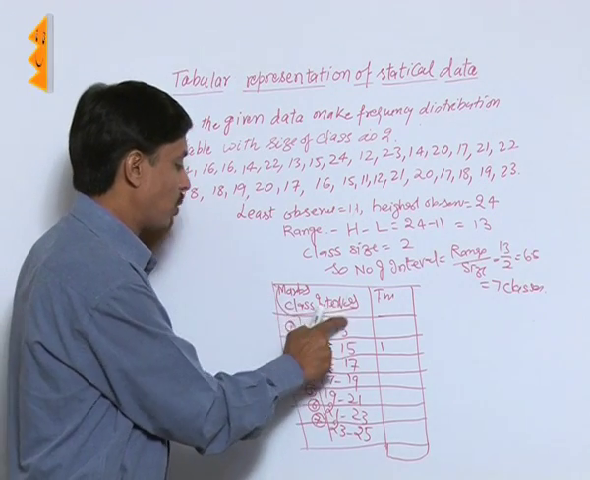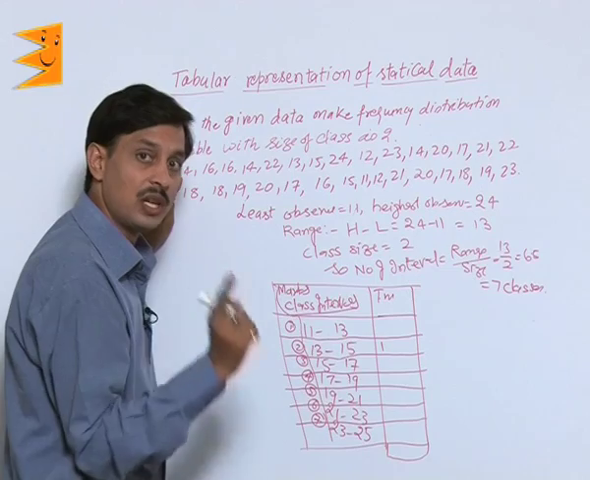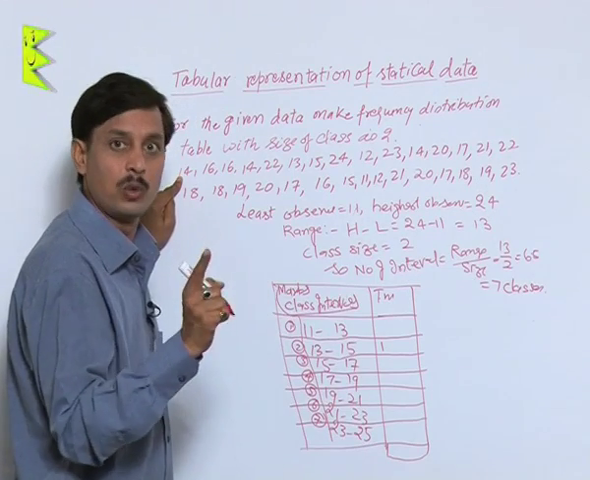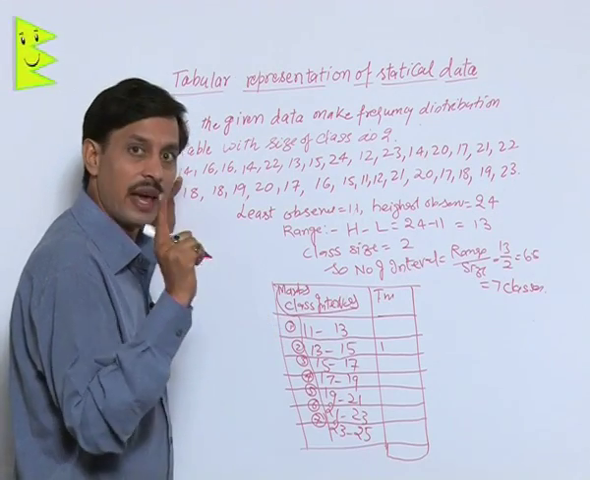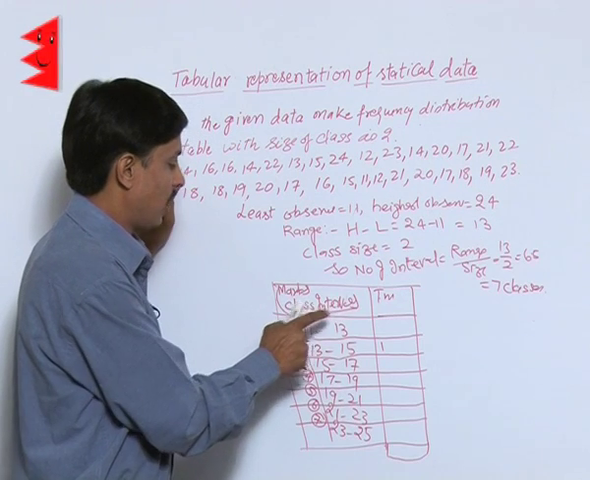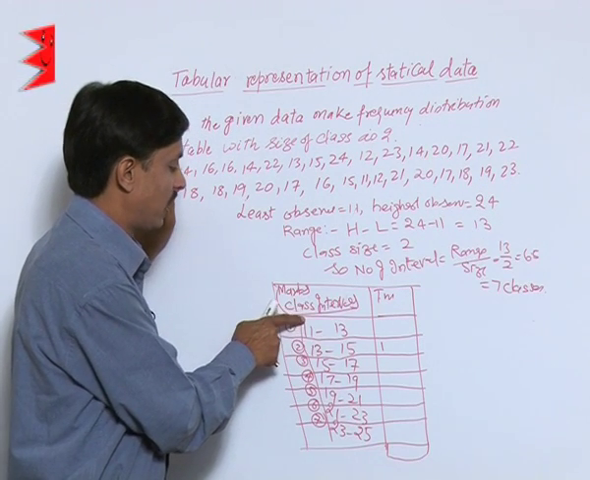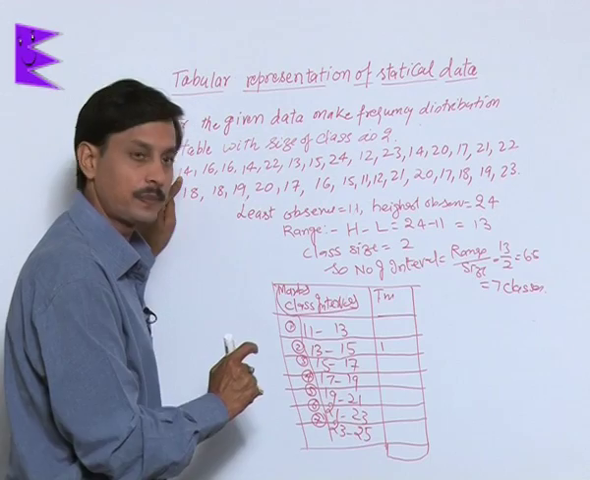Remember, 11 to 13, 13 to 15, this is continuous and exclusive. What is meant by exclusive? The upper limit is excluded. This is the first interval, its lower limit is 11, upper limit is 13.